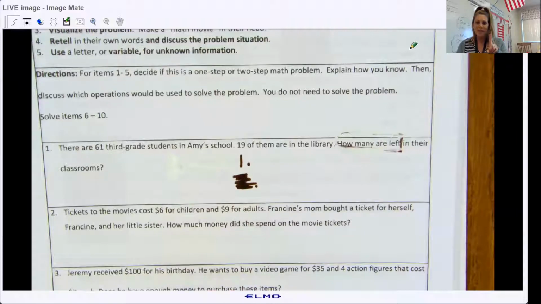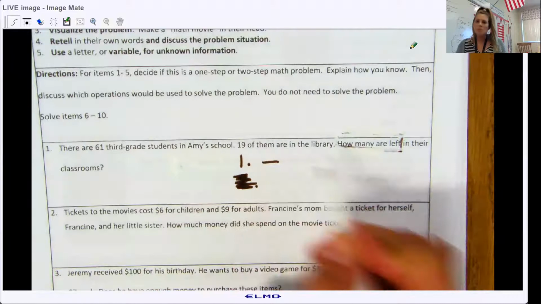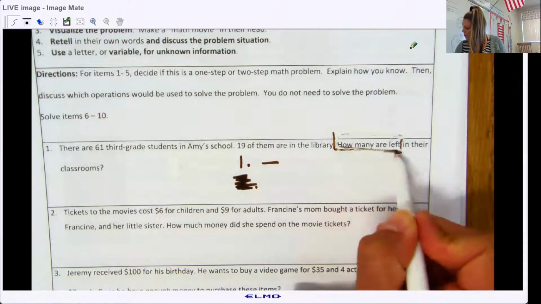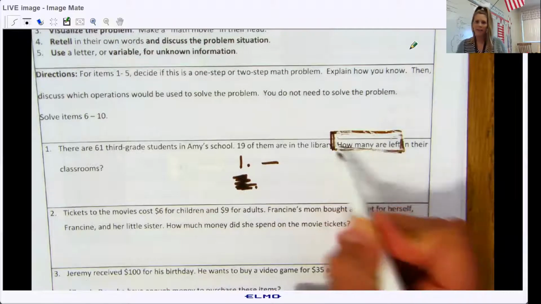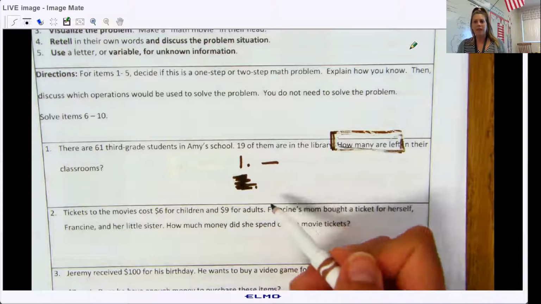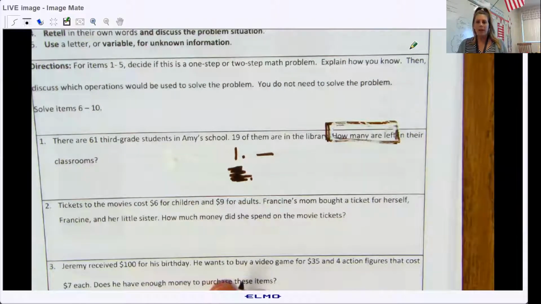There is only one step here, and we would be subtracting. And the keyword that helps us know is how many are left. Okay, we know 19 of them went to the library, and then we would figure out how many are left.